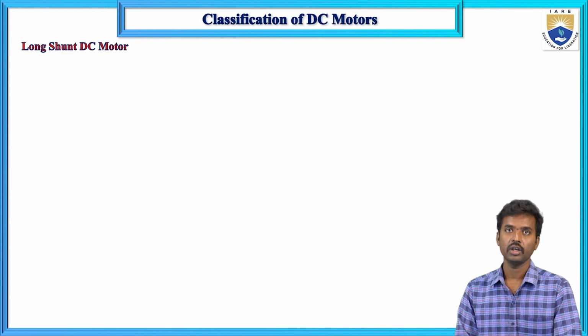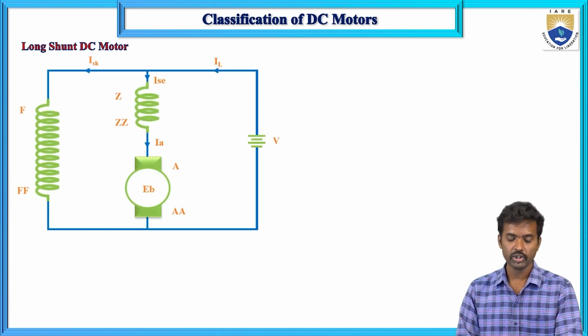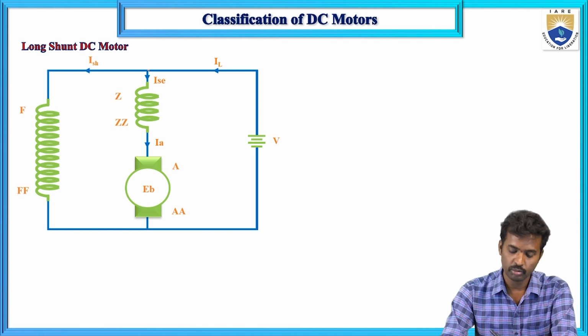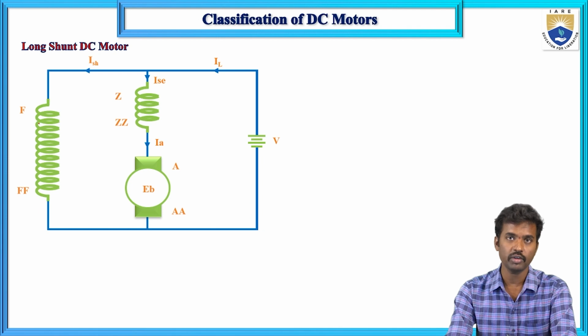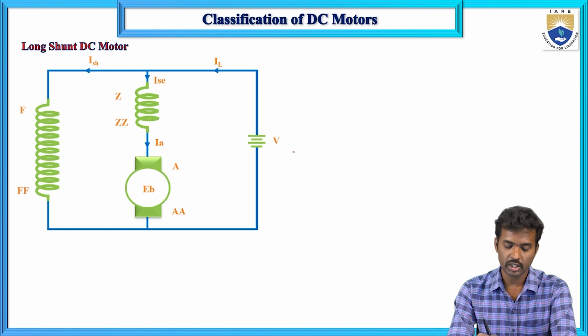Next, the long shunt DC generator. In the compound DC generator there are two types: long shunt and short shunt. First, the long shunt. There are two field windings: one field winding is connected in series with the armature, and the other is connected in parallel, across the armature and the supply.